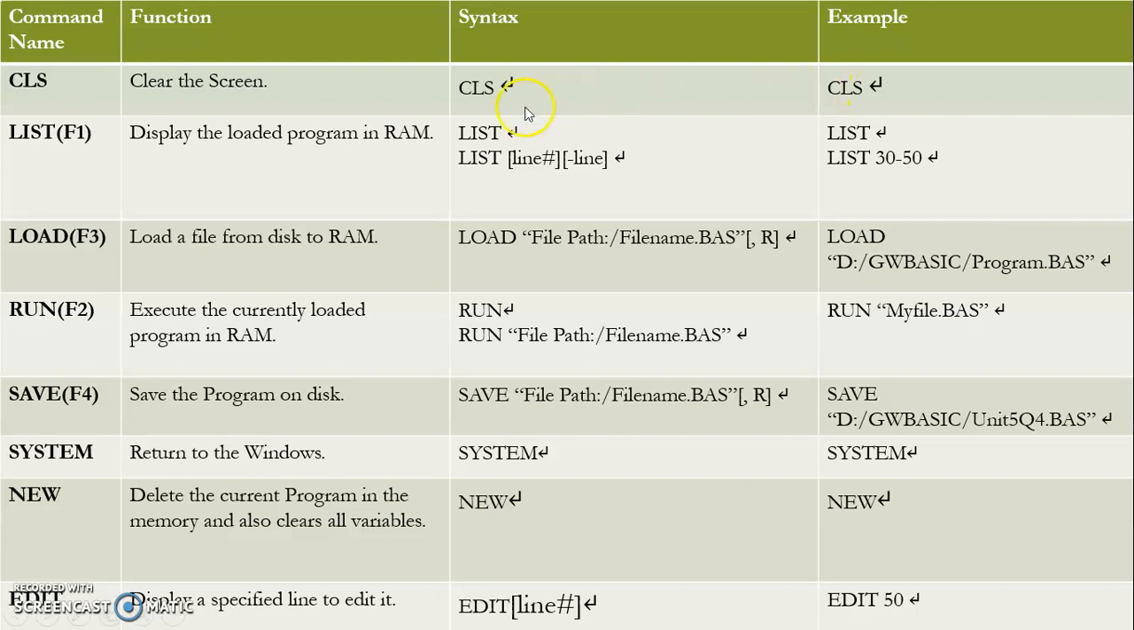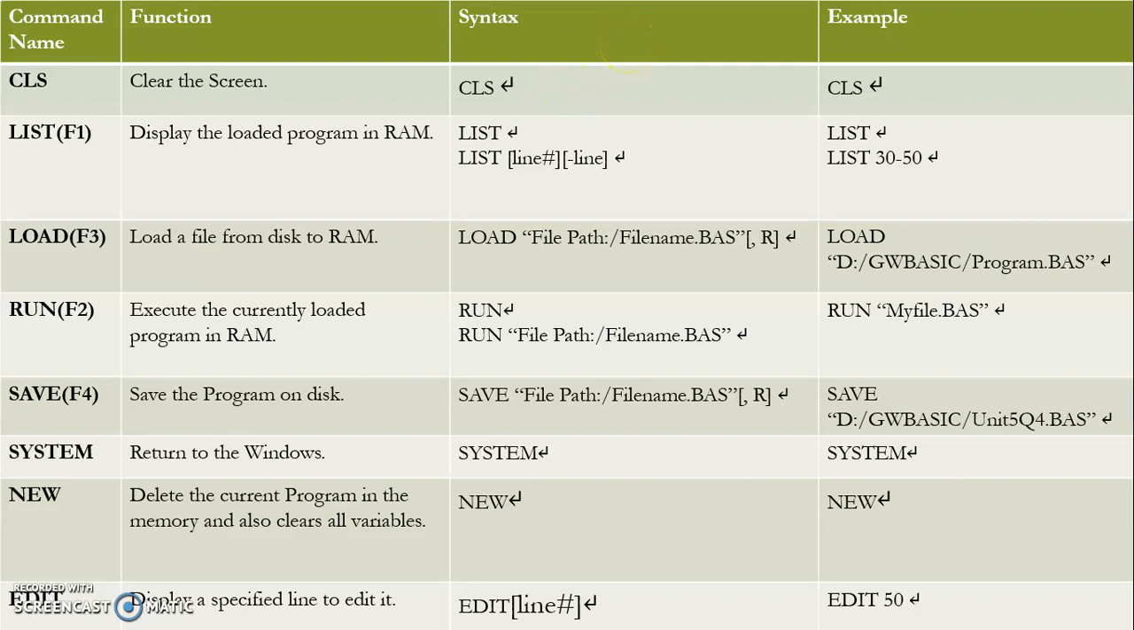The second command over here is the list command and its shortcut is F1 from the functional keypad of your keyboard. What will this command do for us? It will display the loaded program in RAM. It means your currently loaded program lines, specified block code or full program will be displayed with this list command. The syntax is that we type the list command and then press the enter key. The complete program which is currently loaded in the RAM will be displayed on the screen.